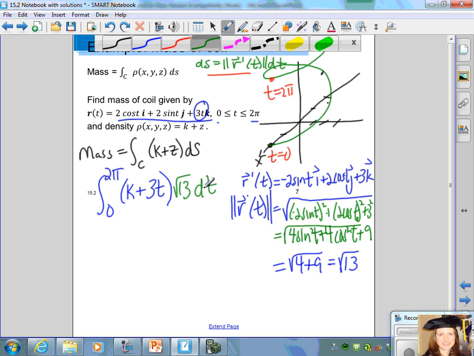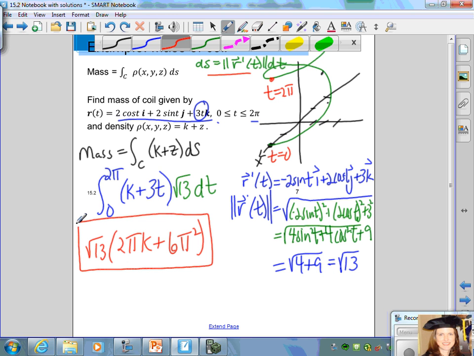You can work this out and you'll find that the answer to the mass is going to be the square root of 13. You can bring that out in front, times what you get when you evaluate this definite integral, and that's going to be 2 pi k plus 6 pi squared. So that would be the mass of the coil for the time interval from 0 to 2 pi.